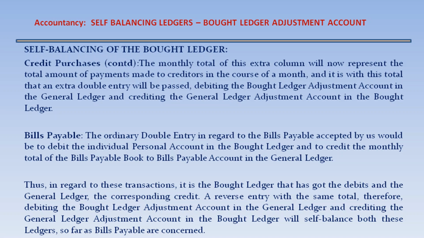Bills payable. The ordinary double entry in regard to the bills payable accepted by us would be to debit the individual personal account in the BAT ledger and to credit the monthly total of the bills payable book to bills payable account in the general ledger. Thus, in regard to these transactions, it is BAT ledger that has got the debits and the general ledger the corresponding credit. A reverse entry with the same total, therefore, debiting the BAT ledger adjustment account in the general ledger and crediting the general ledger adjustment account in the BAT ledger will self-balance both these ledgers so far as bills payable are concerned.